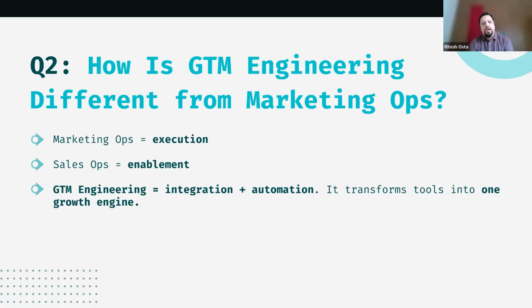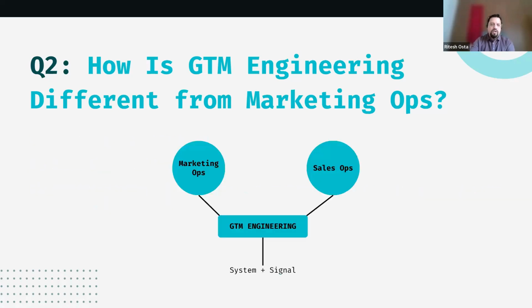Then there is sales ops, which is basically the sales operations manager, whose primary job is to enable the salespeople, the BDMs and the BDRs, to perform better. Taking care of the operations, connecting the dots. GTM engineering takes the marketing ops and the sales ops, then it does the integration and the automation, and it also integrates the data into the entire equation, and transforms everything into one big growth engine.